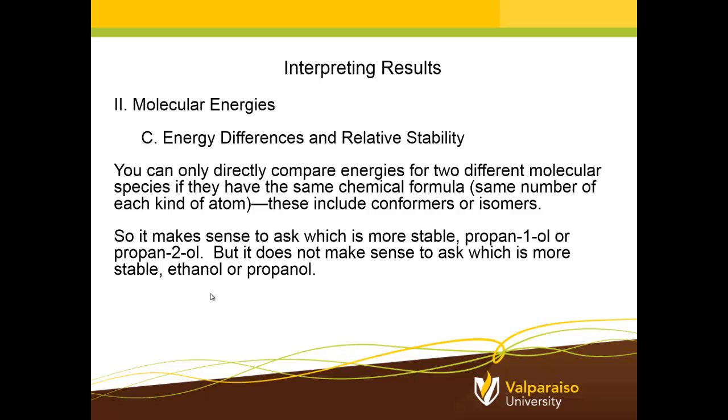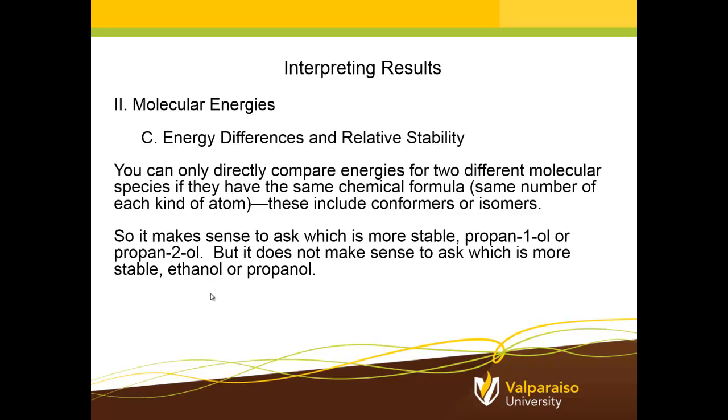For example, propan-1-ol or propan-2-ol, two different isomers of propanol. We could look at the two energies associated with those two calculations, and whichever one is the lower energy, that means that it would be more stable. But we can't compare energies of two substances that don't have the same chemical formula. In other words, it doesn't really make sense to ask which is more stable, ethanol or propanol, because to say which is more stable, you have to have a common reference point. More stable compared to what?